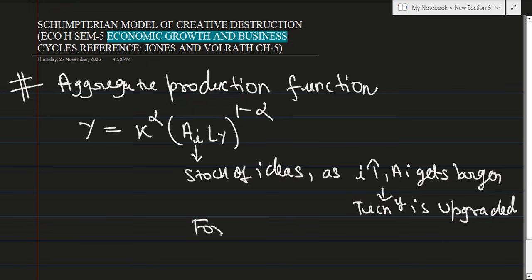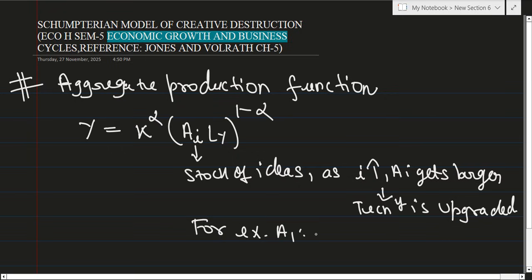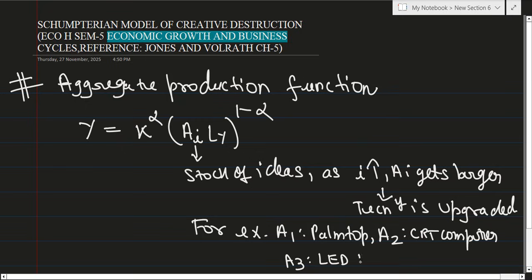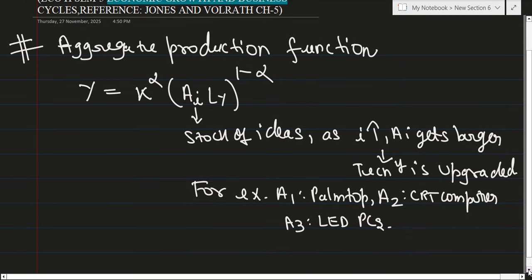For example, we can say that A1 was a laptop, A2 must be the CRT computer, and A3 we can say are LCD PCs. Alright, this is the basic idea about the innovation thesis, or the basic framework on which Schumpeter takes the idea further.